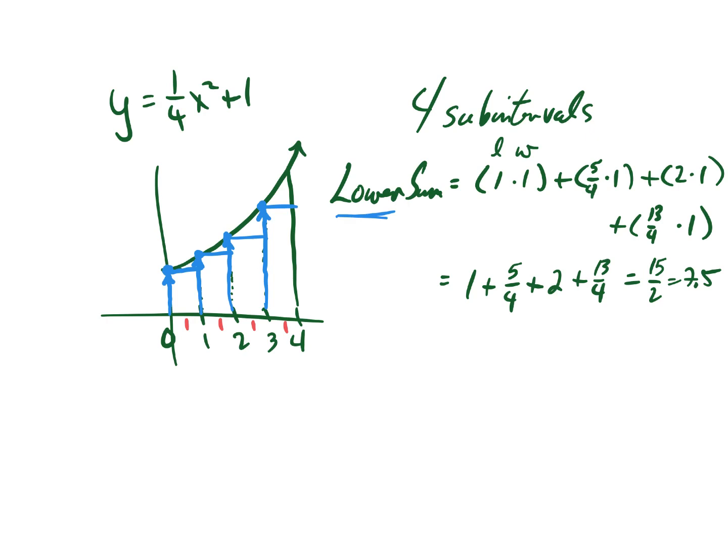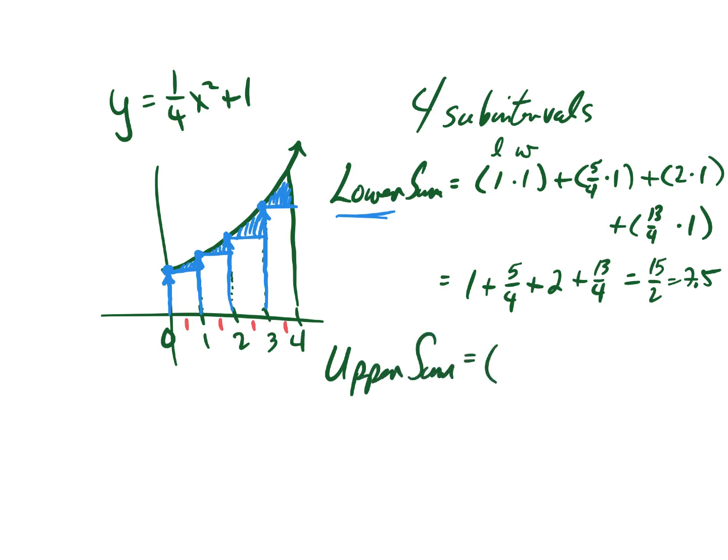But is that estimate too big or too small compared to the actual area? Well, it's too small because we're not taking into account all of these little blue wedges. We haven't taken them into account, so we're under the actual area. We're underneath. Okay? So next we're going to go to an upper sum.